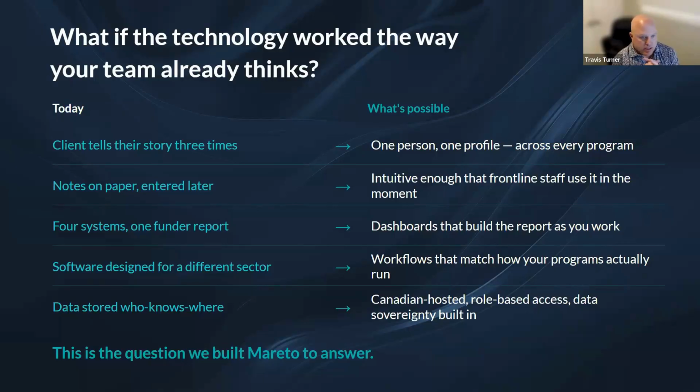So the client tells their story 3 times. What if they actually told it once and we could actually pull that up? Notes are on paper and then they're entered later. What if it actually was built into the system and is done in a way that you could go directly into it? Or systems, one funder report. What if, again, this was already possible? So these are the types of things that we think about as we're building.